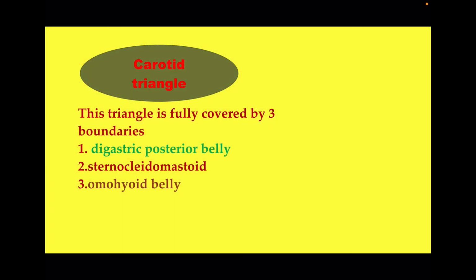Now we're coming to the most important triangle, called the carotid triangle. This triangle has three boundaries: the posterior digastric belly, the sternocleidomastoid, which we are familiar with earlier, and another one called the omohyoid belly. I will draw the diagram beside this.